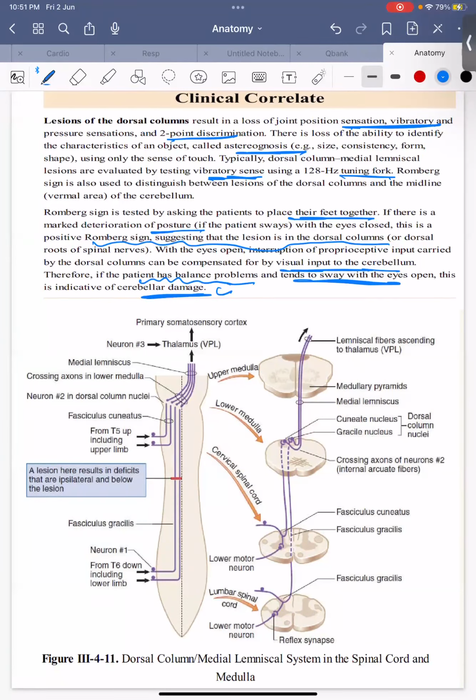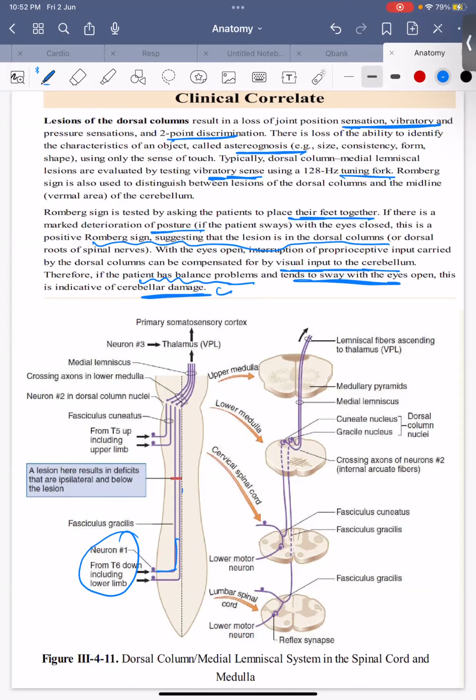So you can see, these are the fibers coming into the spinal cord. These are ascending. The medial one is known as the fasciculus gracilis, and the lateral is the fasciculus cuneatus. From the lower part of the body, T6 and below, the fibers carrying the sensation form the fasciculus gracilis. From the upper part of the body, they form the fasciculus cuneatus.